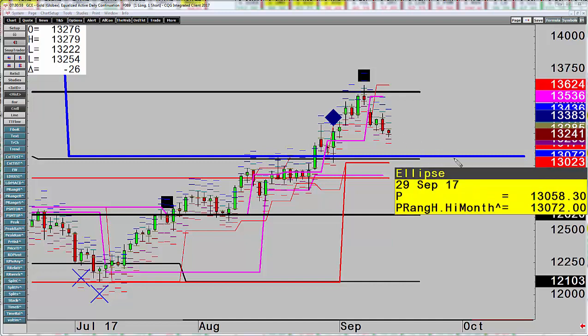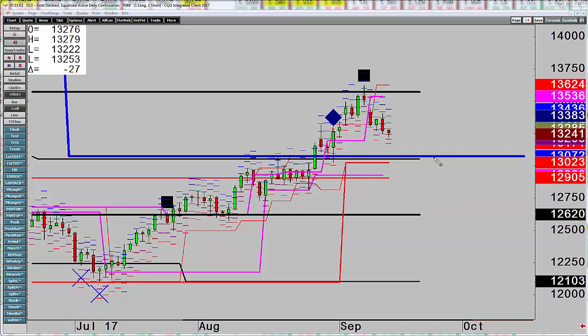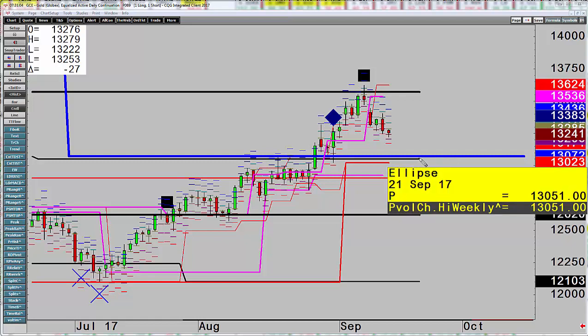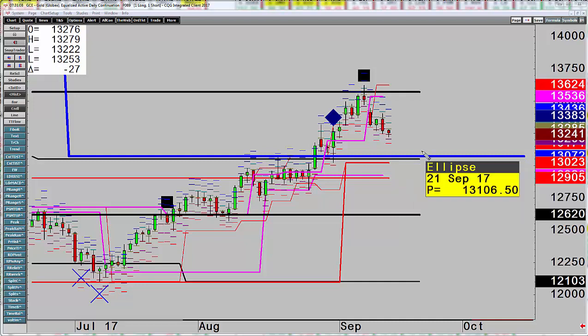The focus very much is 1307.2, which is a monthly level, which is also a weekly level, so we would expect at least some sort of stabilization if it gets down there.